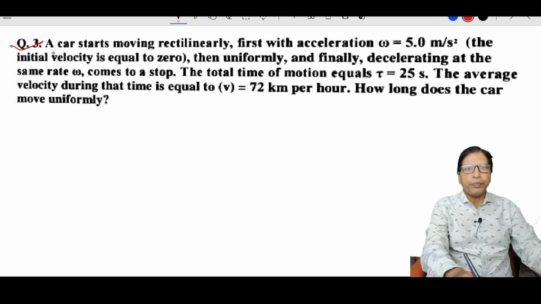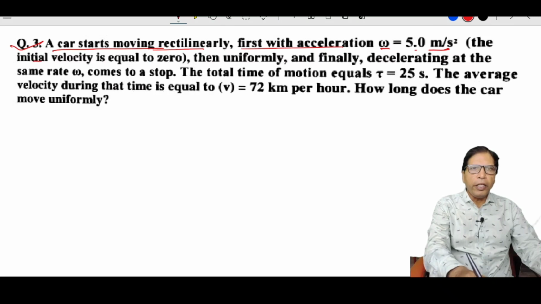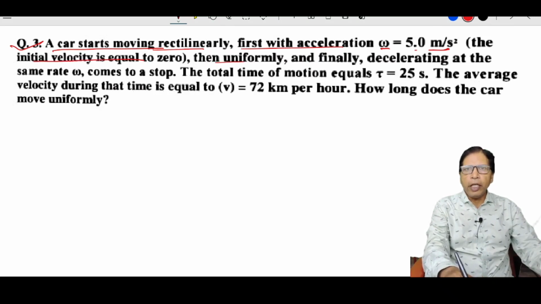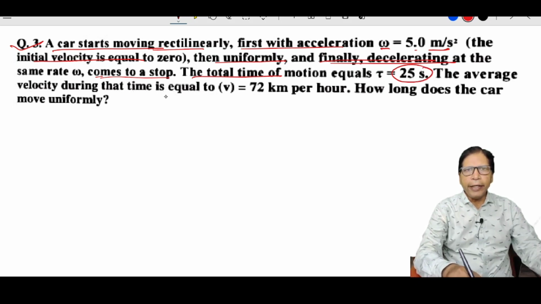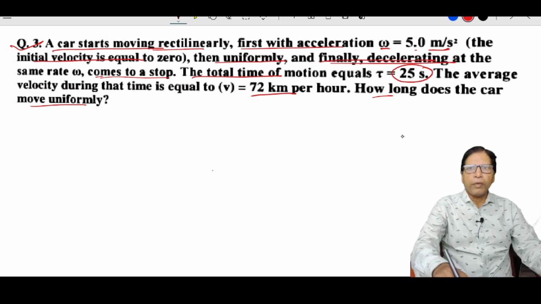Now question number 3. A car starts moving rectilinearly, first with acceleration omega equal to 5 meters per second squared, initial velocity equal to 0. Then it moves uniformly, and finally decelerating at the same rate omega it comes to a stop. The total time of motion equals 25 seconds. The average velocity during that time is equal to 72 km per hour. How long does the car move uniformly? Okay, now look at this.